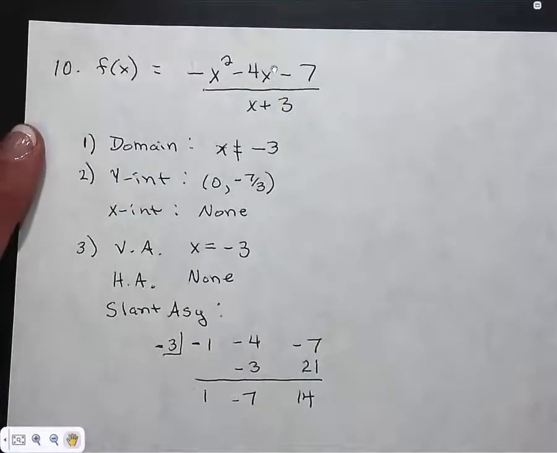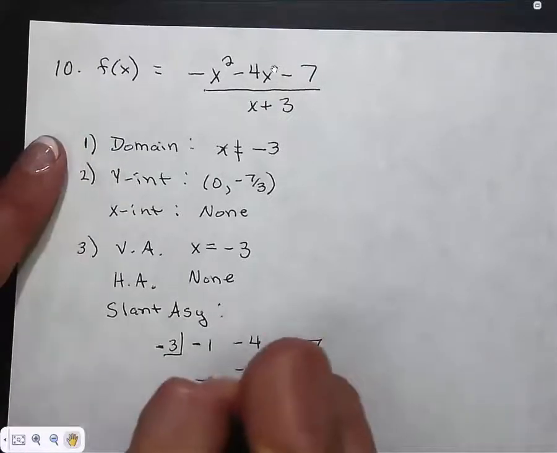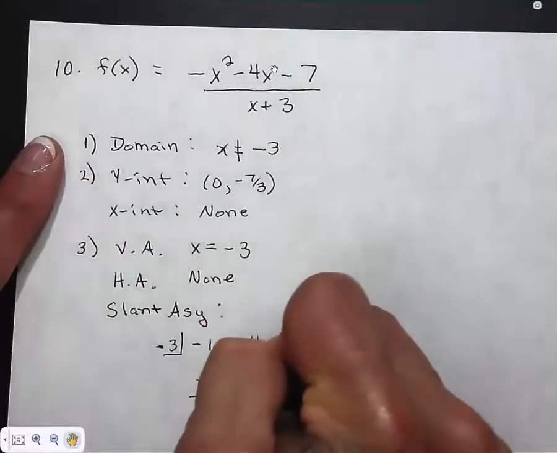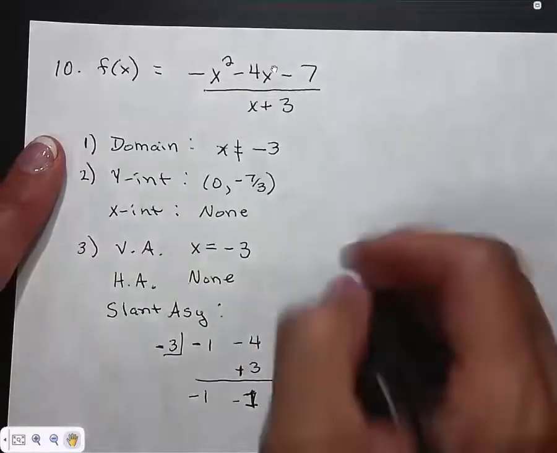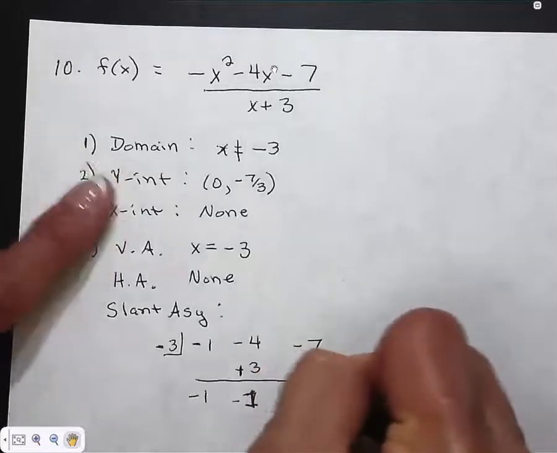What did I do? I just lost my negative? Yep, you're right. Negative 3 times negative 1 is positive 3. So that's negative 1 times negative 3 is positive 3. Negative 7 plus 3 is negative 4.